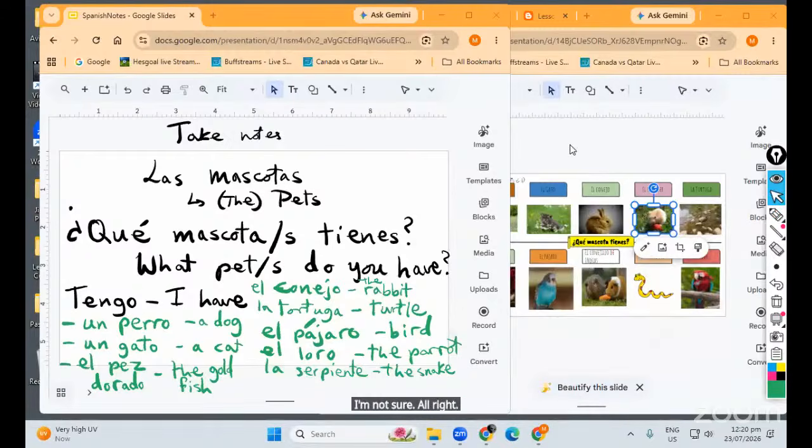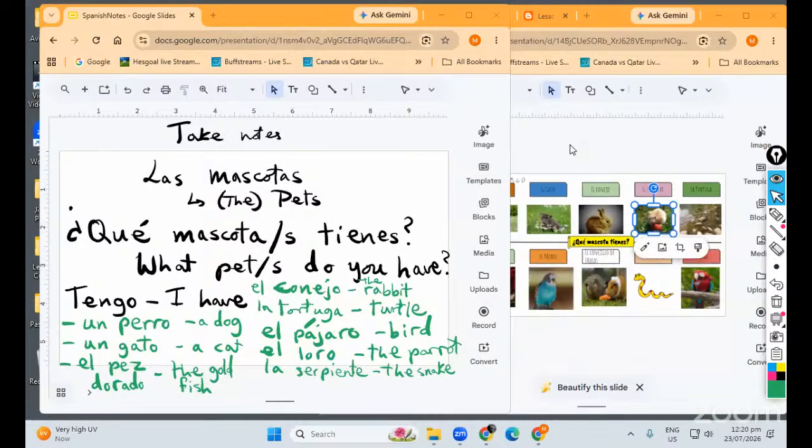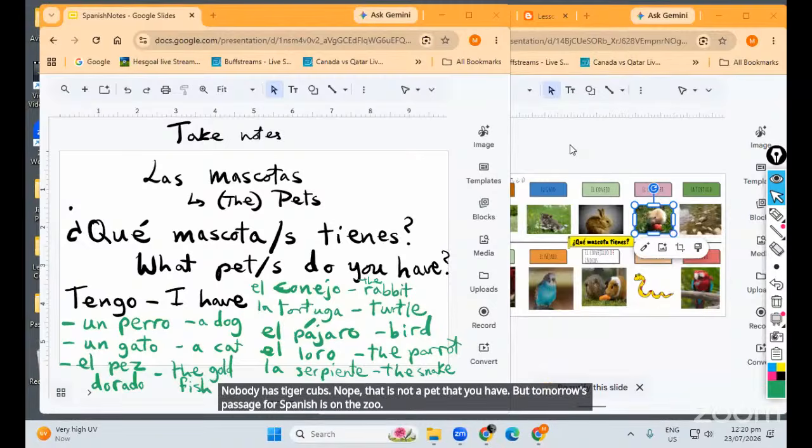I'm gonna turn on the Zoom chat in a second. I just have to get these messages cleared up while y'all are taking down the list, and you'll tell me if I've forgotten any of your pets. I know somebody said monkey. Nobody has tiger cubs. Nope, that is not a pet that you have. But tomorrow's passage for Spanish is on the zoo, so if that's more appealing, you can come.